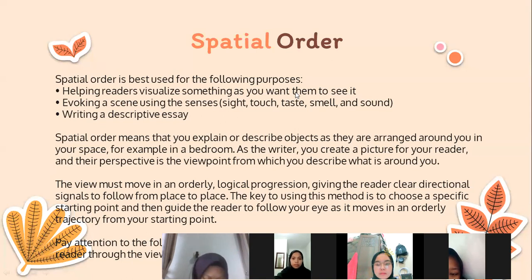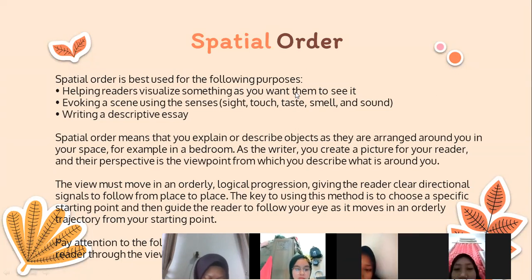Spatial order is best used for the following purposes. First, helping readers visualize something as you want them to see it. Two, evoking a scene using the senses of sight, touch, taste, smell, and sound. In writing a descriptive essay, spatial order means that you explain or describe objects as they are arranged around you in your space, for example, in a bedroom.